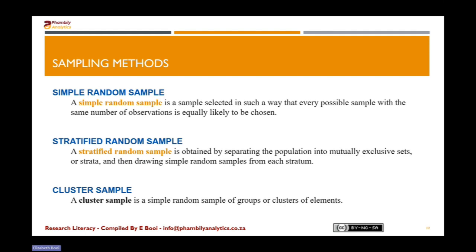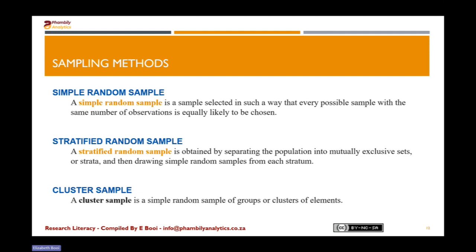Then we have what we call a stratified random sample. In a stratified random sample also, everybody has an equal chance of being selected, but you need to make sure that you select mutually exclusive groups. For example, if you know that you're going to be classifying people in terms of race, language, and so on, you need to group them into those subgroups. So I need to make sure that I select Black people, white people, colored people, Indian people, Chinese people, whatever groups you have. You are going to take all of them and place them in different groups, and from those different groups, you're going to select your sample.